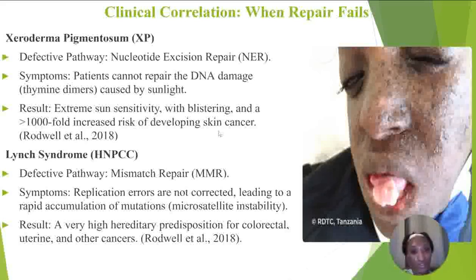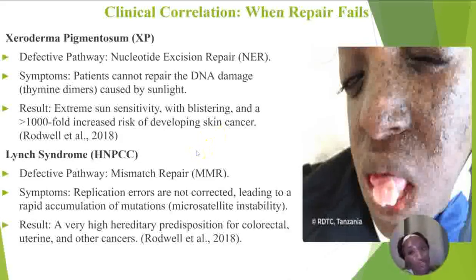So when repair fails, certain things can happen. Examples include xeroderma pigmentosum, which is a defective pathway from the nucleotide excision repair. Patients cannot repair the DNA damage caused by sunlight. Results include extreme sun sensitivity with blistering and a greater than 1,000-fold increase risk of developing skin cancer.